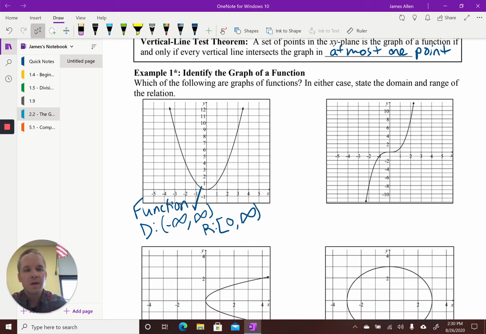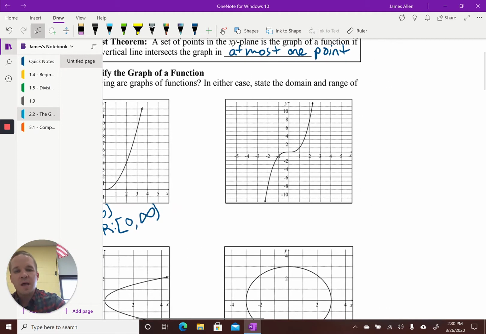Let's keep it moving. Over here, looks like we got ourselves likely a cubic function. Does it pass the vertical line test? Heck yeah, it does. All right, function. Check. Domain time. Well, my domain, does it ever stop going to the left as it goes down? No, sir. It keeps going, and it keeps going up and to the right. So my domain is negative infinity to positive infinity.